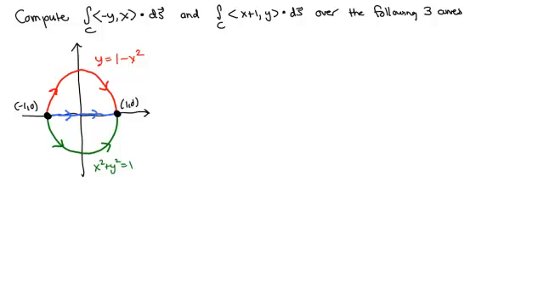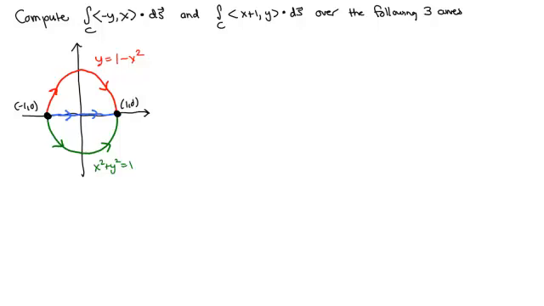Let's start today off with a motivating example. We're going to compute two different vector line integrals over three different curves, and use this to motivate a lot of important ideas. So we want to compute the line integrals of the vector field negative y, x and the vector field x plus 1, y over the following three curves who go from the point minus 1, 0 to 1, 0.